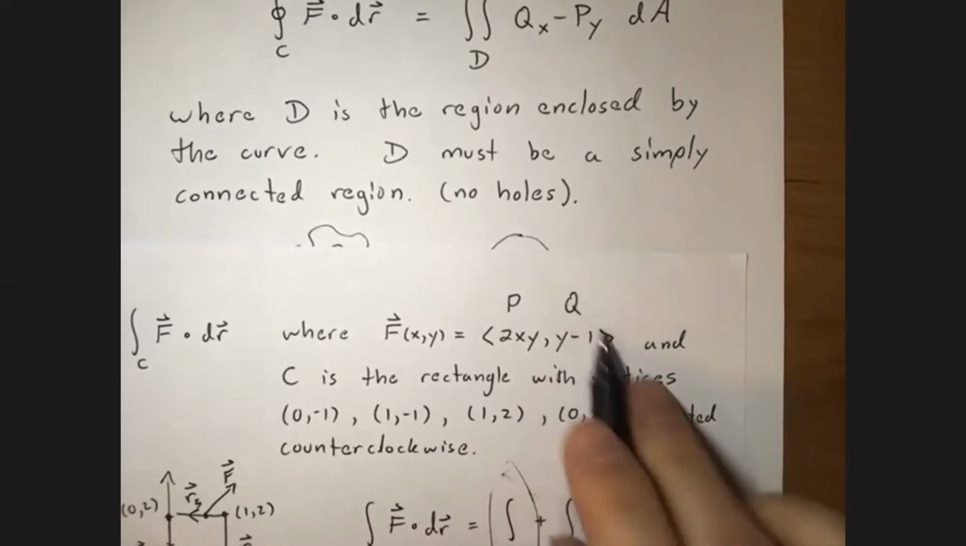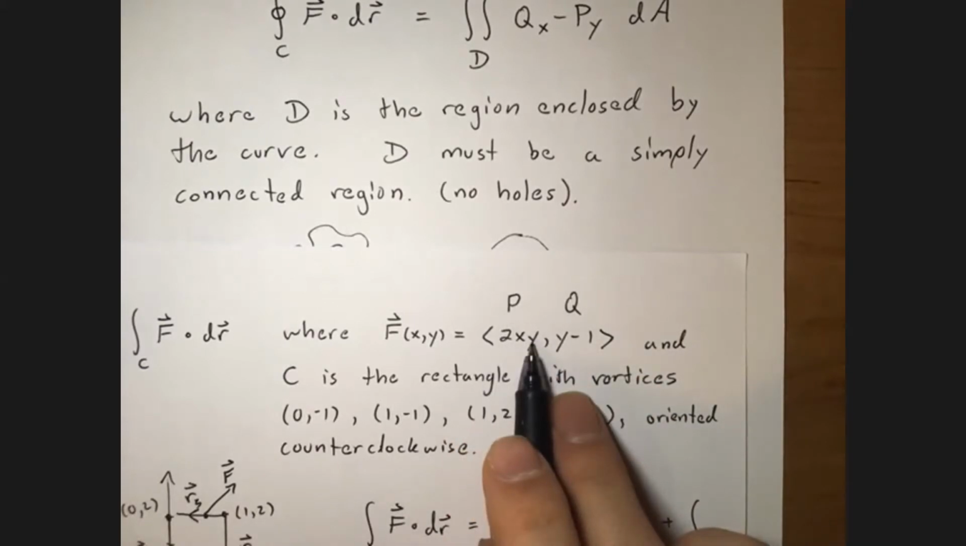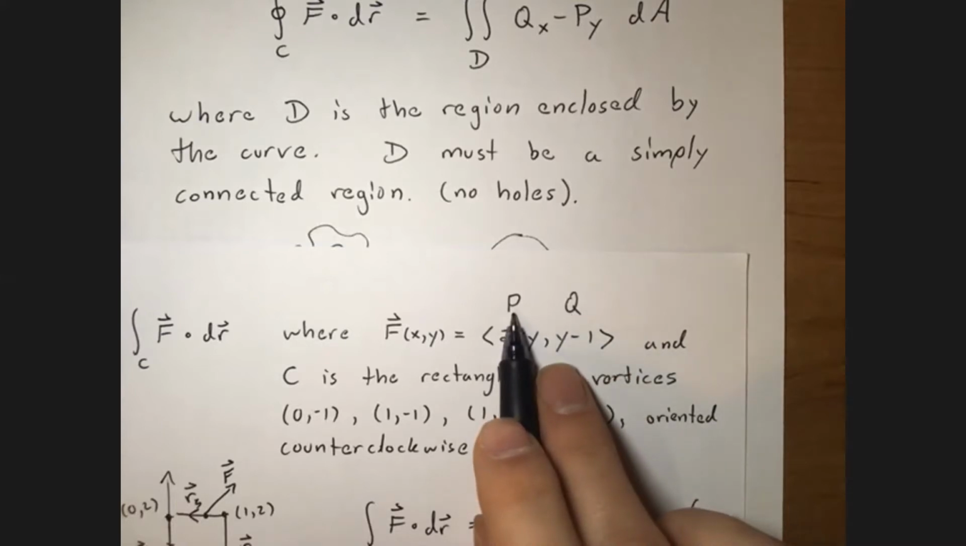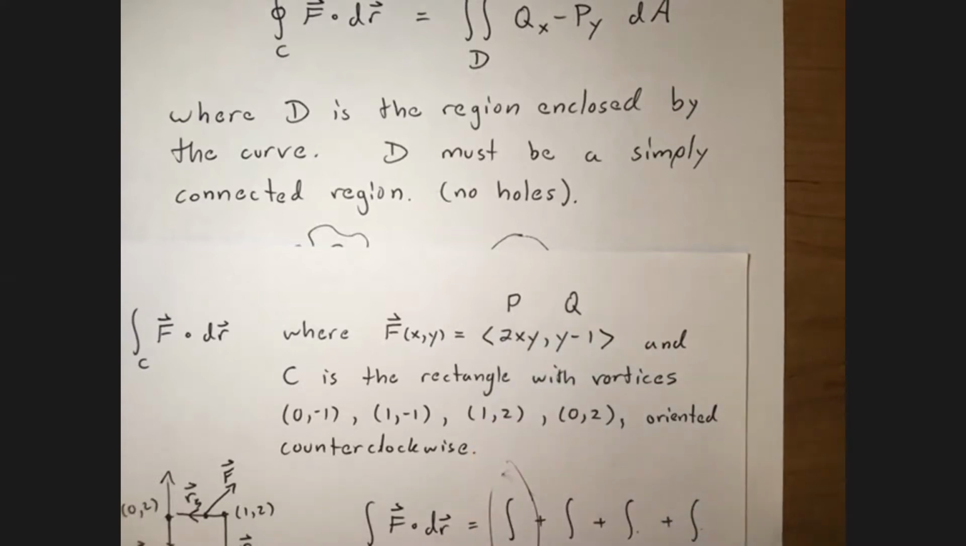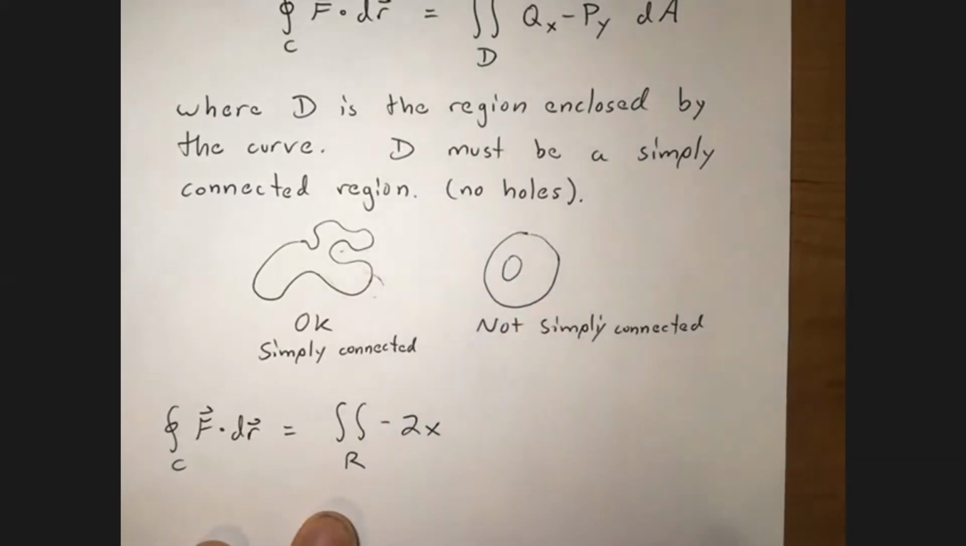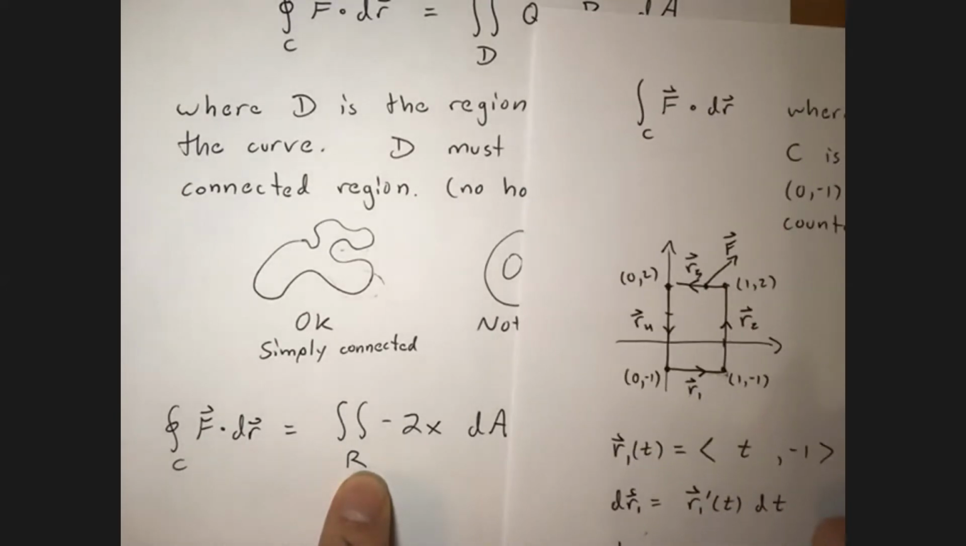So qx is 0, py is 2x. We're just taking the x derivative of q and subtracting the y derivative of p. So it's 0 minus 2x, so it's just -2x dA. And that rectangle is very easy to write down in this form, to find the bounds for.